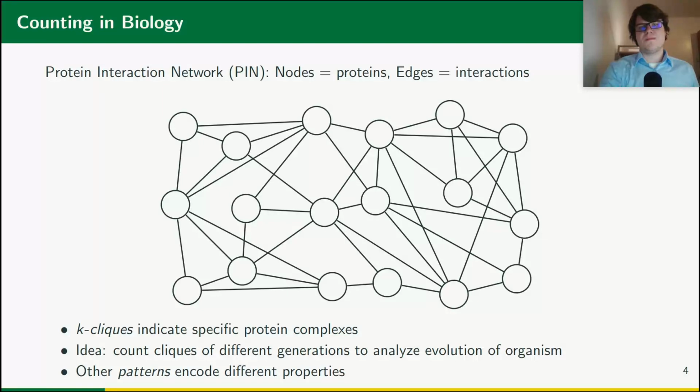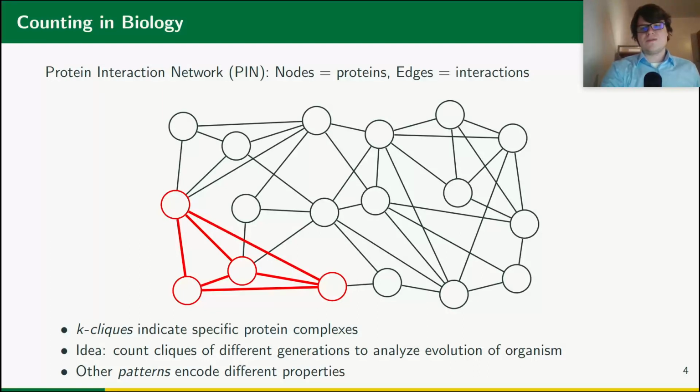A different example is from biology, and here we have protein interaction networks where the nodes are simply proteins and the edges are interactions between proteins. So in such a network, a clique, for example, represents a so-called protein complex, and now we can study an organism by counting how many protein complexes there are. So for example, we can count the number of 4-cliques here.